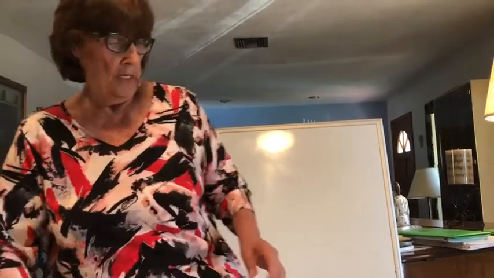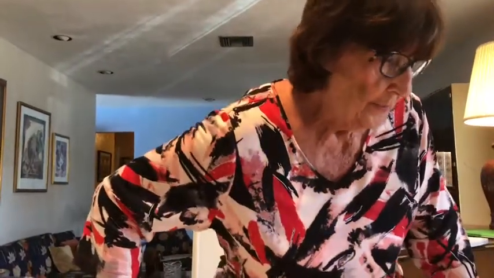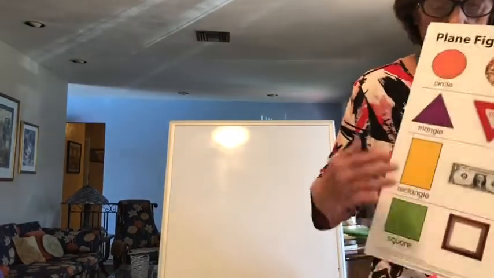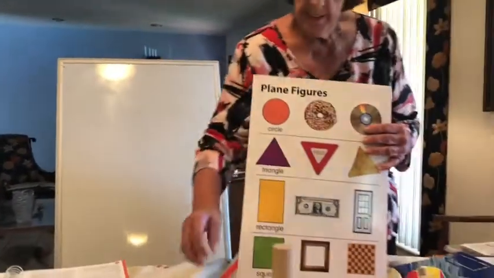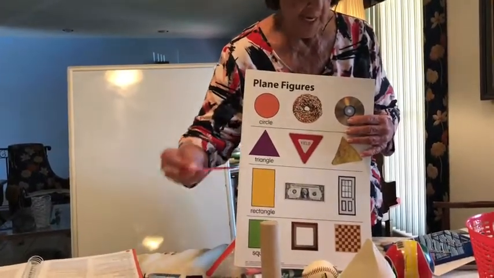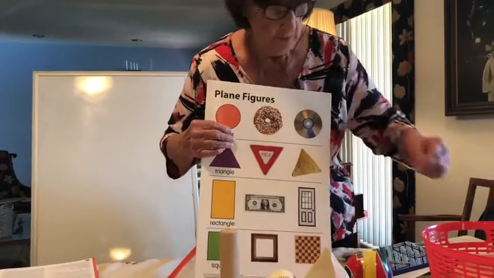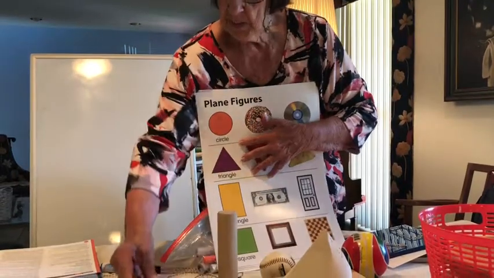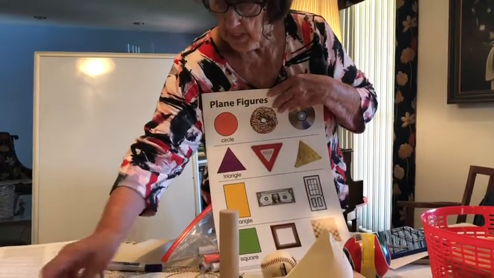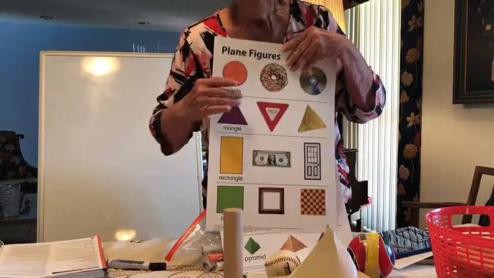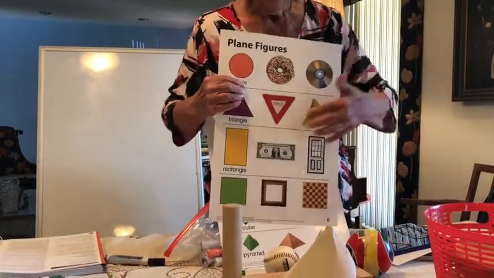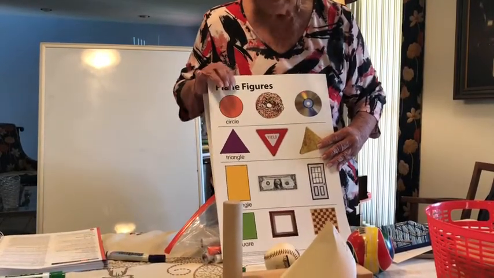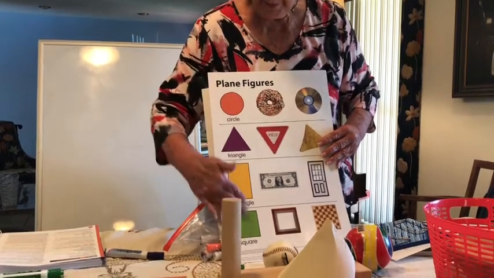Yesterday we learned that there were plane figures. Plane figures are figures that basically have two sides. For example, here is a rectangle, here's a triangle. All of these have just a length and a width, but they do not have height. They are called plane. These are the plane figures.